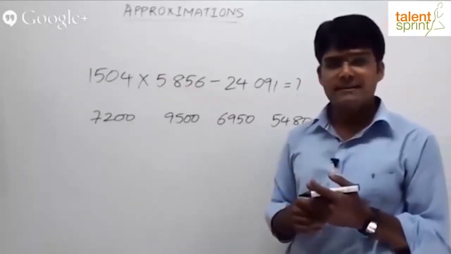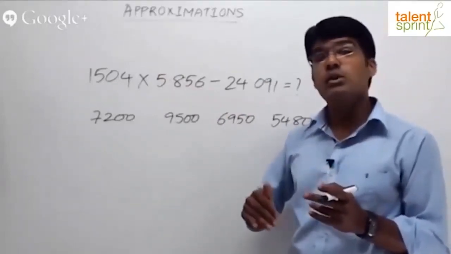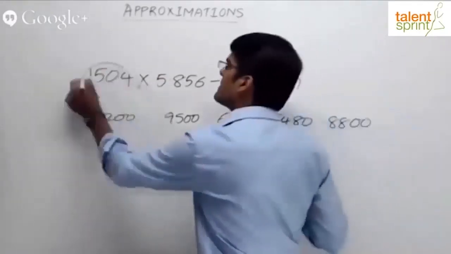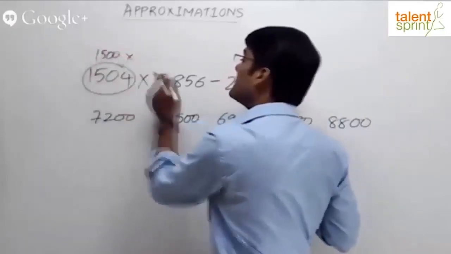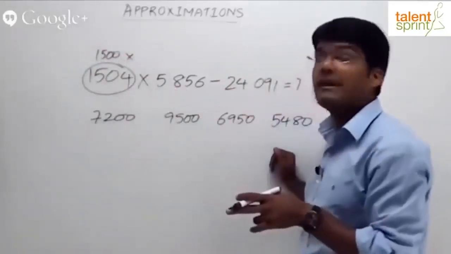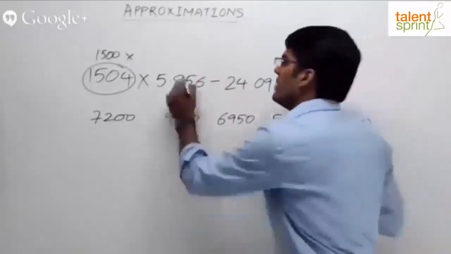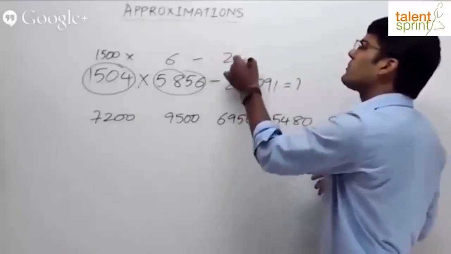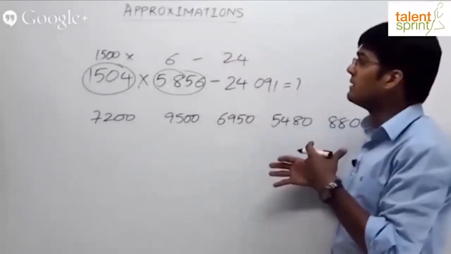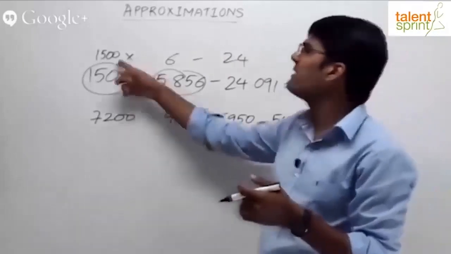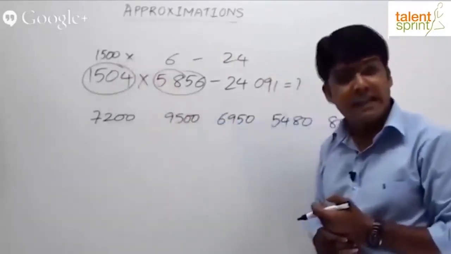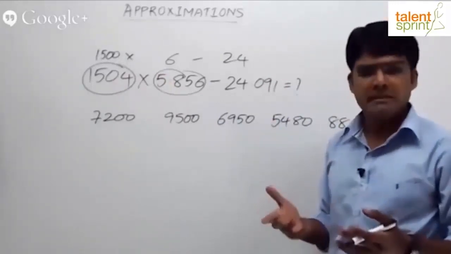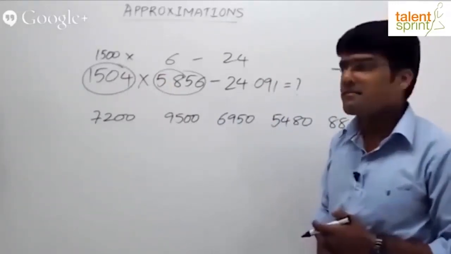So look at this. 1504 is approximately 1500 and 5.856, can I approximately take it as 6? Yes or no? Again, understand, we are decreasing one value, increasing the other value. I mean, try to maintain this as much as possible. So I'll take this as 1500. Don't take this as 5. You'll be moving far from the exact answer, right? Take it as 6. So 1500 into 6 minus 24.091 is what? 24. And I don't think this is any bit difficult, right? 1500 into 6. What is 1500 into 6? 9000. 9000 minus 24. 8,976.